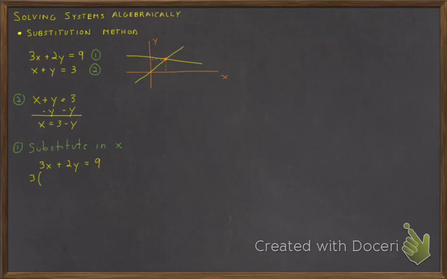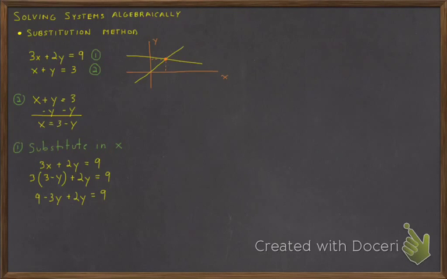And when we substitute, we always use parentheses. 3 times (3 minus y), close the parentheses, plus 2y equals 9. Now we use parentheses because that allows us to see that we need to now distribute. We need to distribute that 3 that's outside the parentheses into both terms. So when we distribute the 3, we get 3 times 3 is 9, and 3 times negative y is negative 3y. We then bring down the 2y, and we keep it equal to 9.